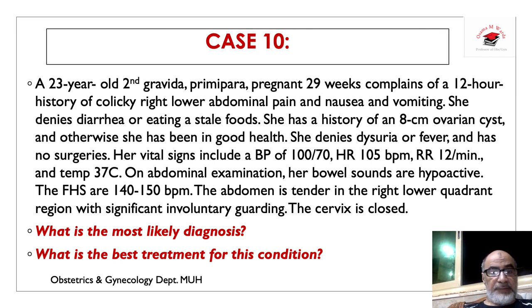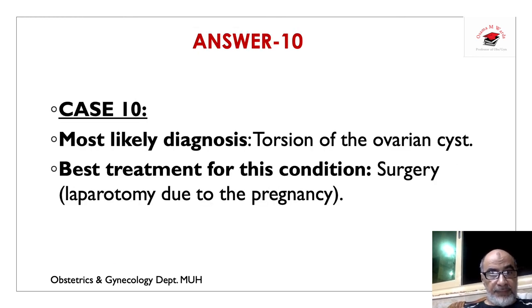Complicated ovarian cyst, complicated by rupture or torsion. What is the best treatment of this complication? If the complication is torsion, it should be untwisted by laparotomy or laparoscopy. Laparotomy is preferred due to the 29-week pregnancy, because insufflation and manipulation with the laparoscopic instruments is difficult in such a case.